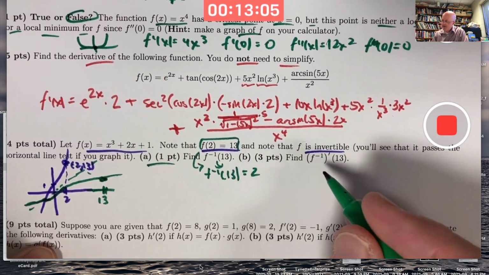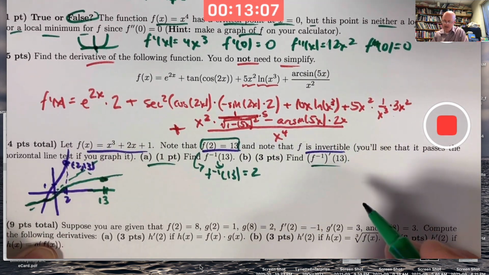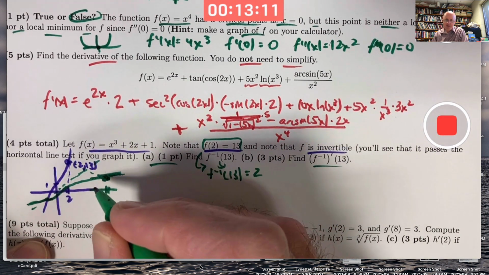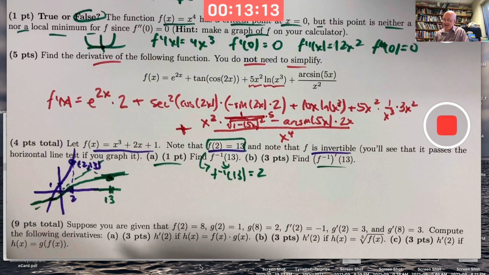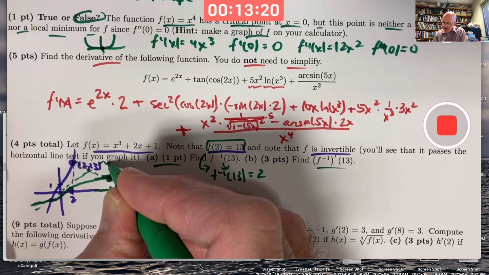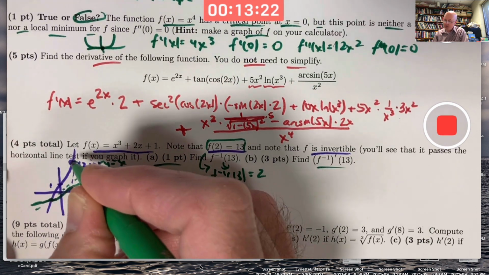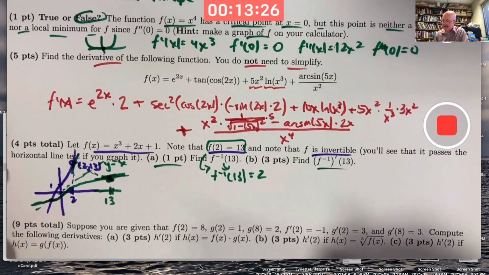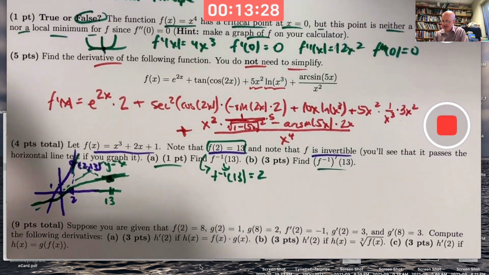Part B is to find f inverse prime of 13, the slope of the tangent line here. Hopefully it makes sense, or you've learned, that the slope at this point reflected across the line y equals x is going to be the reciprocal of the slope here. That's the key insight you need, or memorized fact you need.